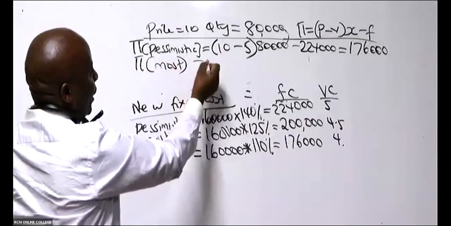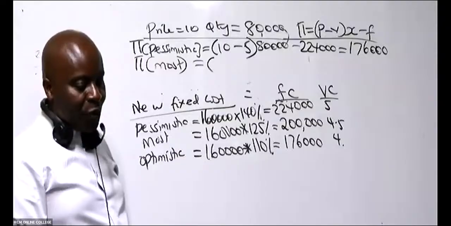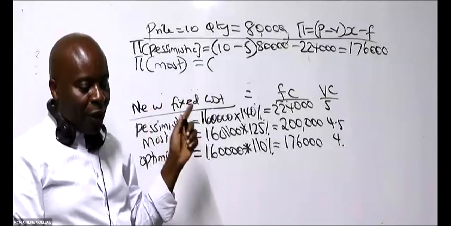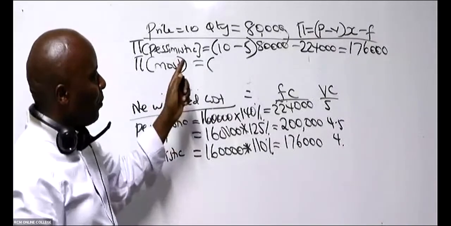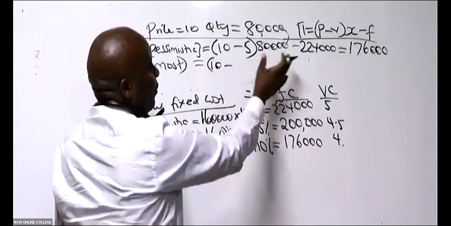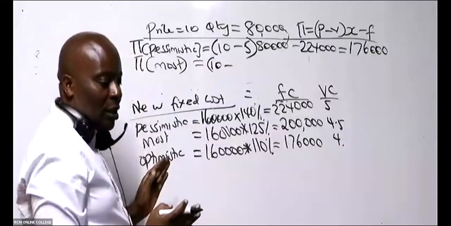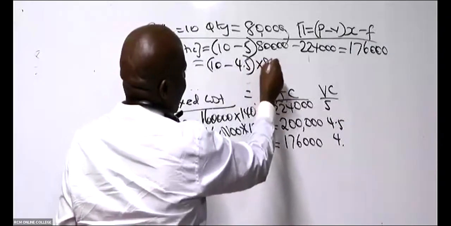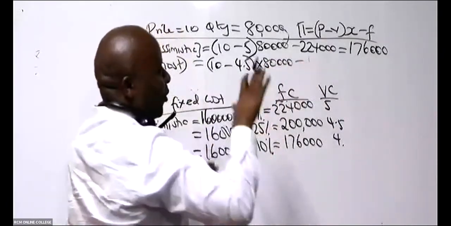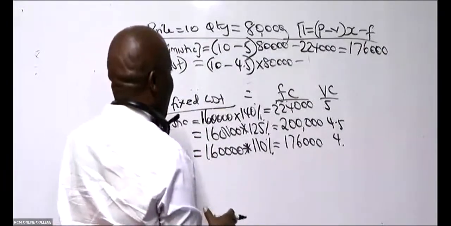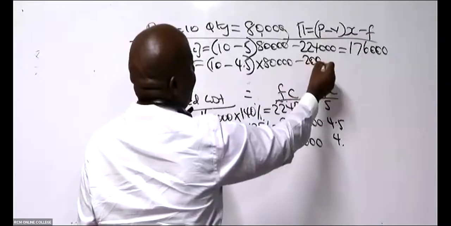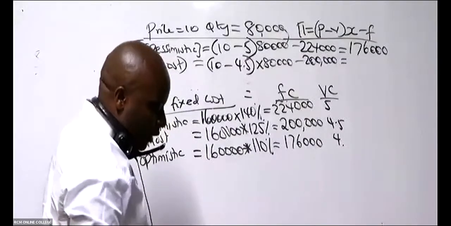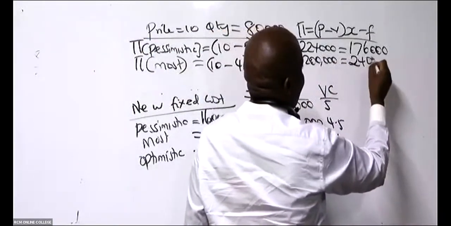So go ahead and give us the profit if we have most likely. Most likely, so now you are following this format. Do we know the selling price? It is 10 minus the variable cost under most likely, which is 4.5. The quantity is not going to fluctuate. The quantity is 80,000. But remember, fixed costs are fluctuating, right? So fixed cost most likely is 200,000. So then this one here will give us what figure? According to Lavi, we have 240,000. Thank you so much.